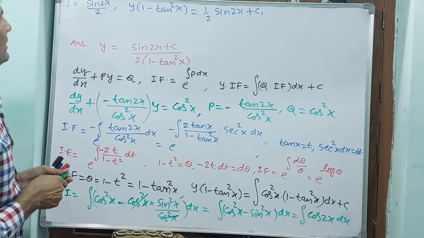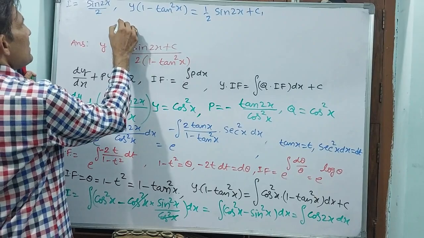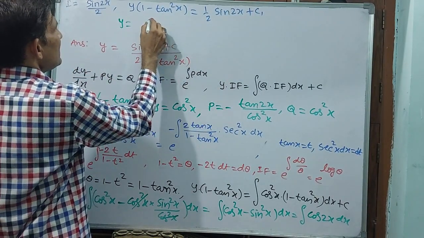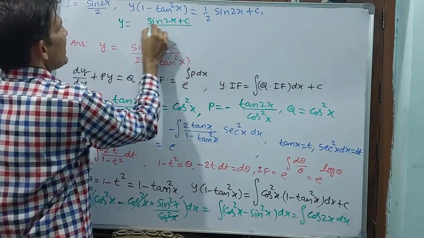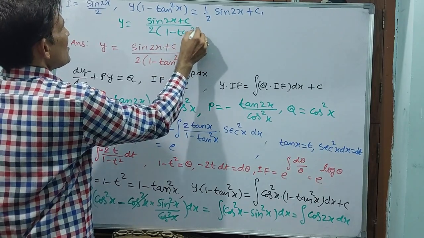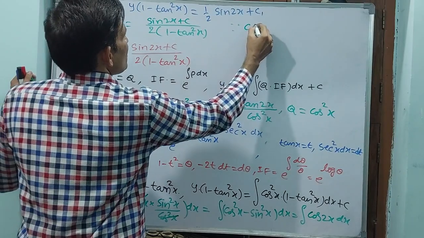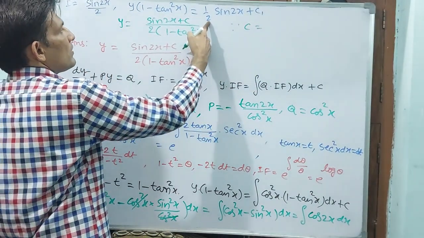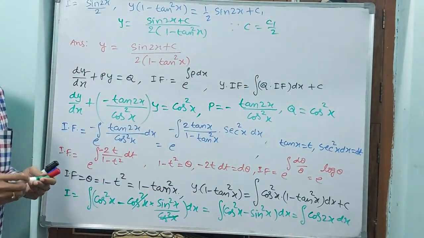Now come back. You see, you keep the answer, y they have kept to one side. That means y is equal to this, 1 minus tan square x you send it to this side. Okay, see, sin 2x plus c by 2 is already there into 1 minus tan square x, where c is equal to c1 by 2. Is it okay?